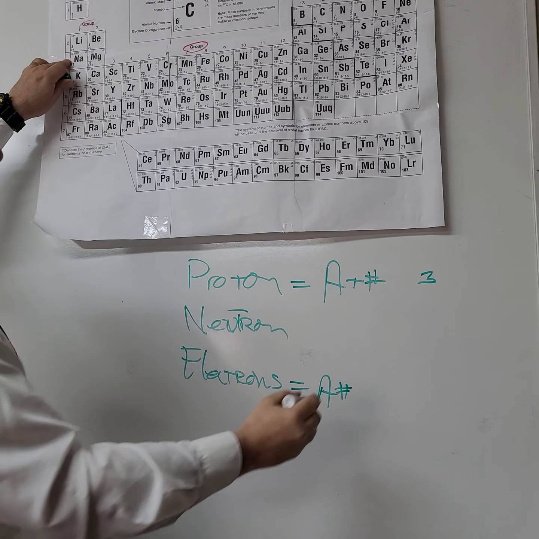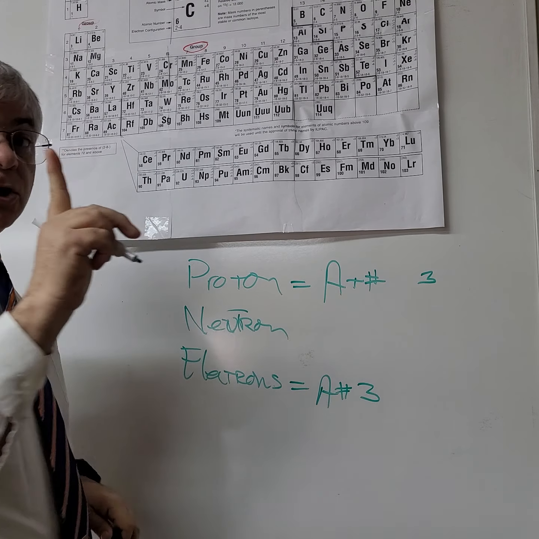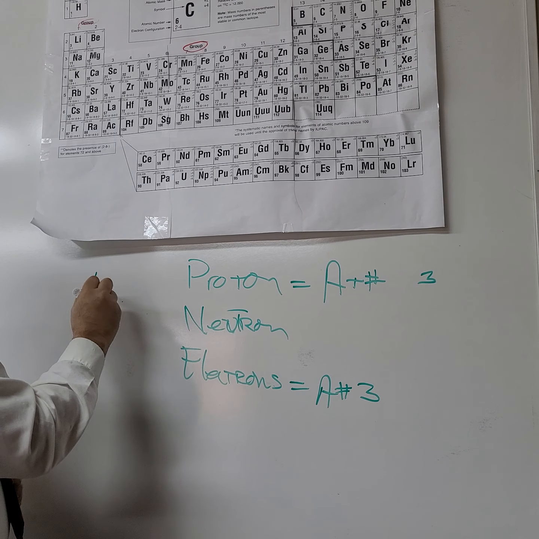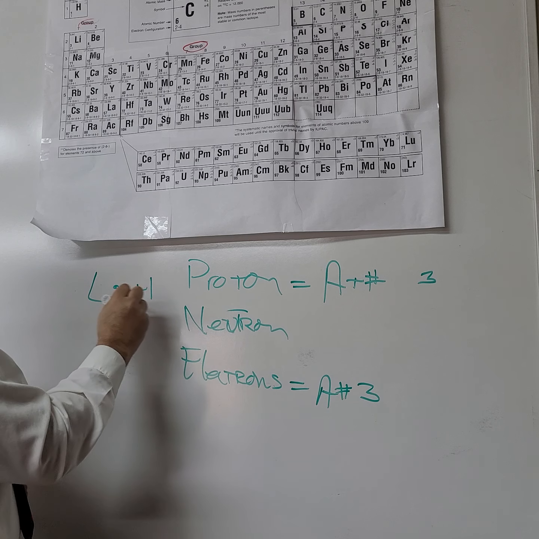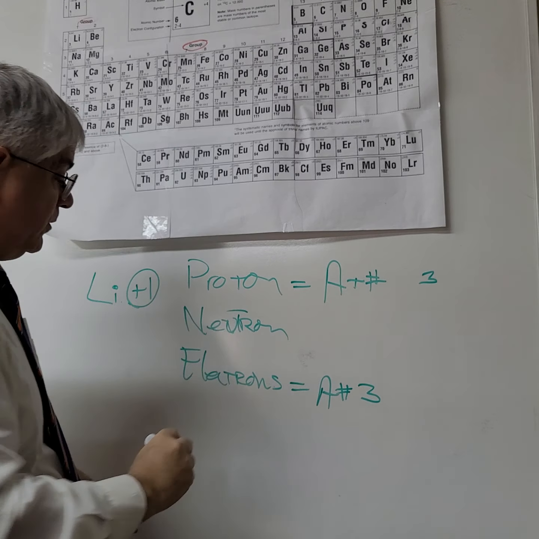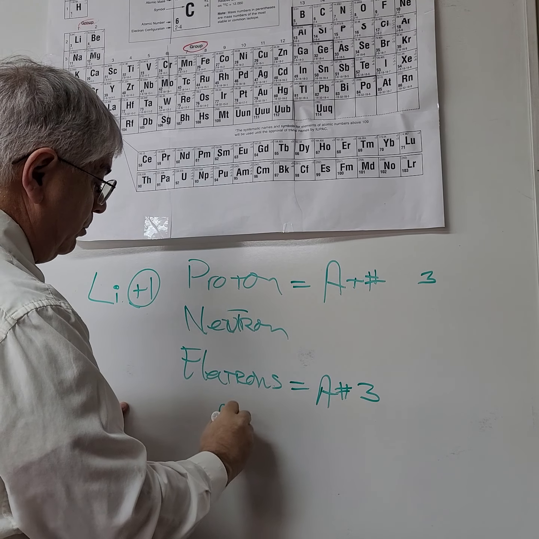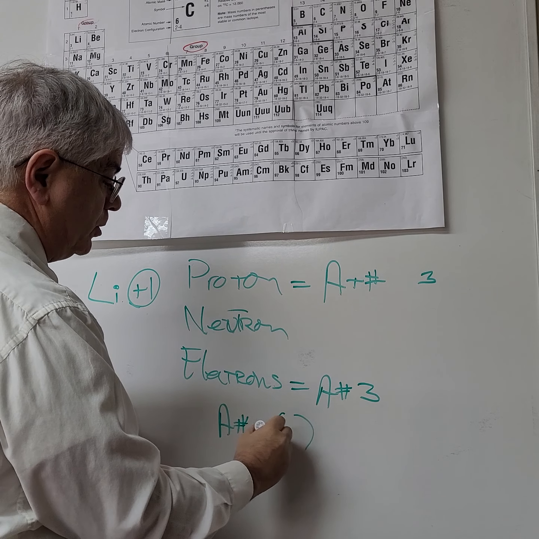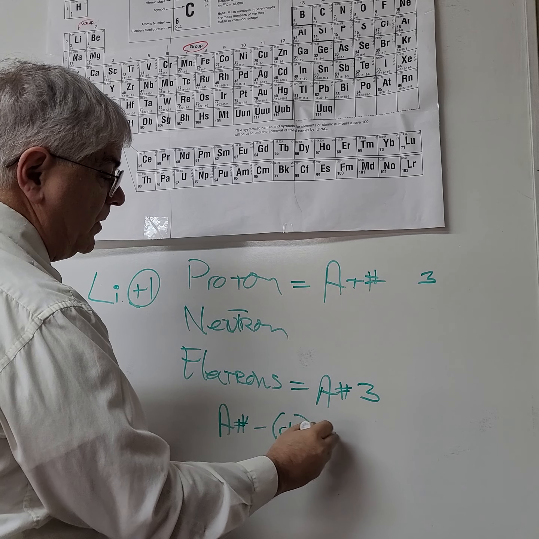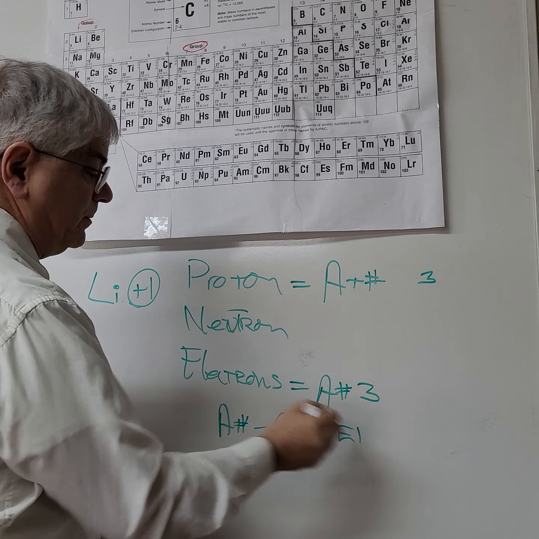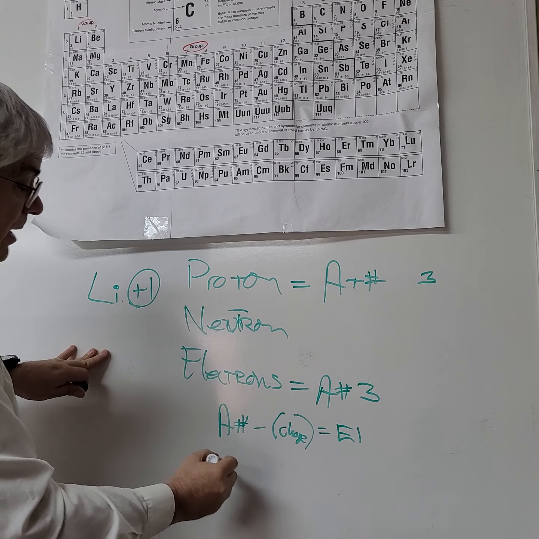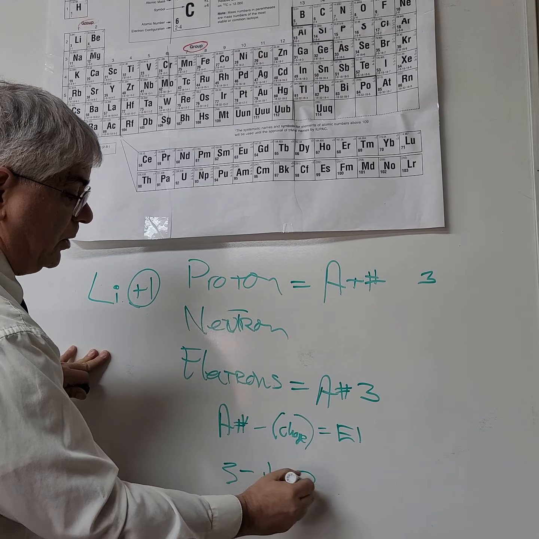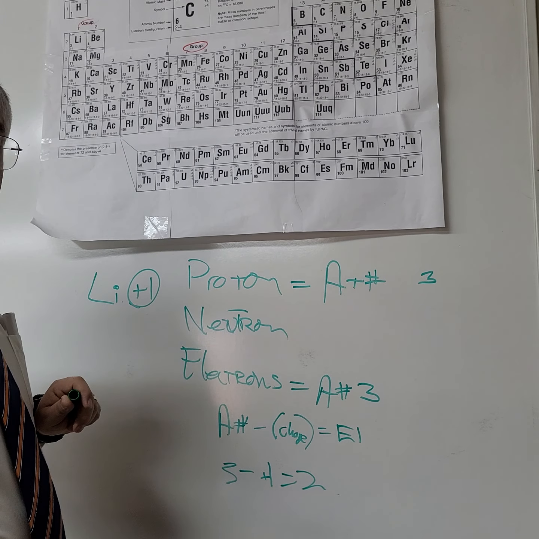So again, with lithium, it's going to be 3 as long as there's no charge. If there's a charge, so if it's lithium plus 1 on its charge, now we have to use a formula. It's the atomic number minus the charge equals our number of electrons. Okay, so in our lithium example, we have 3 minus a plus 1, so that equals 2 electrons in that.